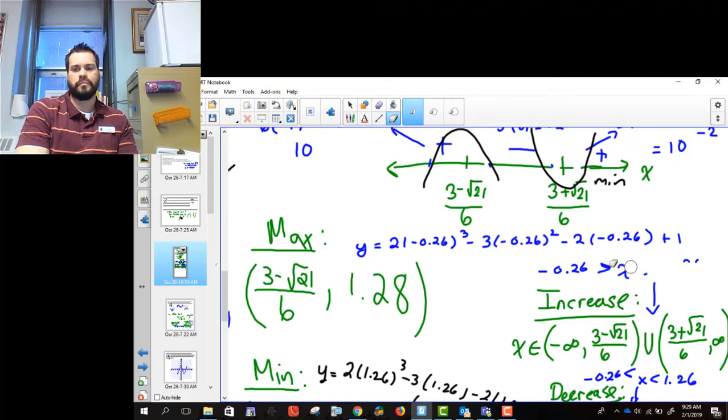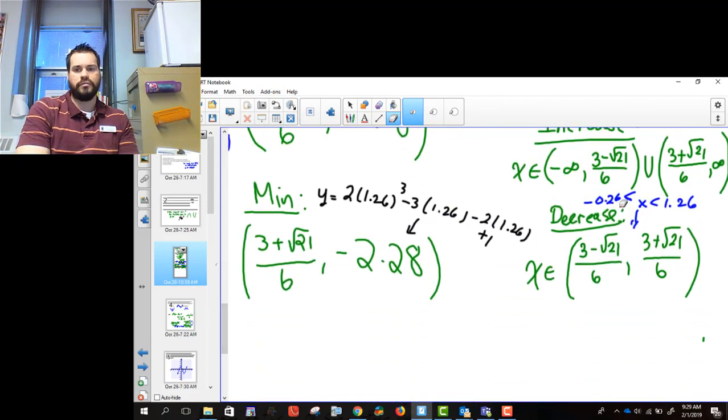So then I look at, okay, what about the decrease? Where is it decreasing? And the decrease is just the negative part of my number line. So it's from 3 minus root 21 over 6 to 3 plus root 21 over 6. And again, that interval is there for you. Okay, so that's all the information you can get from the first derivative.